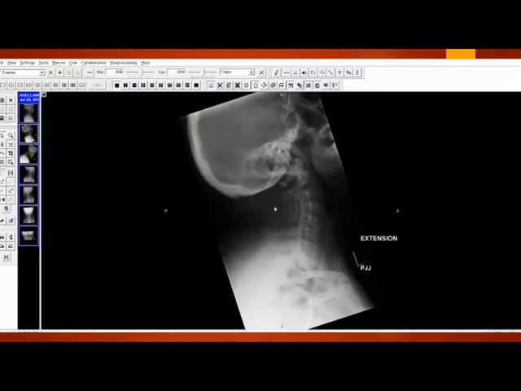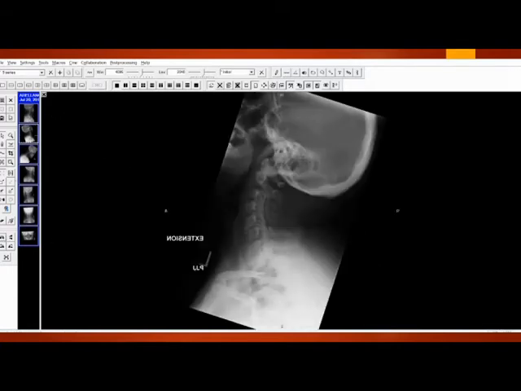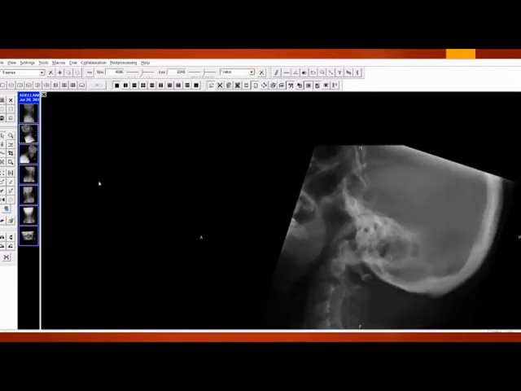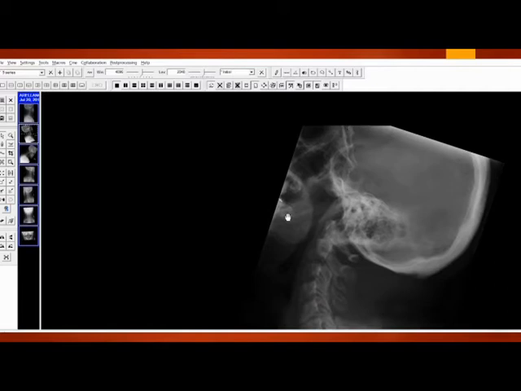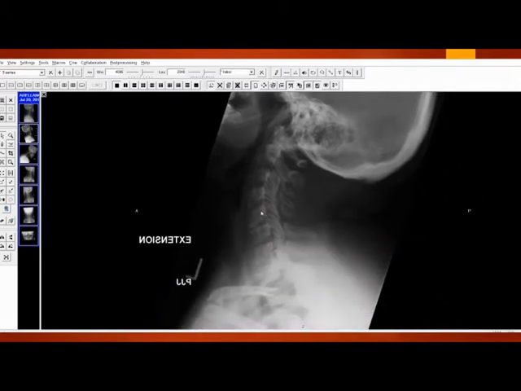So here is the extension view that we're referencing. And here is that degenerative segment of the spine here at C5, C6. So this is an area of the spine that's showing almost near complete loss of motion throughout the entirety of the range between flexion and extension.